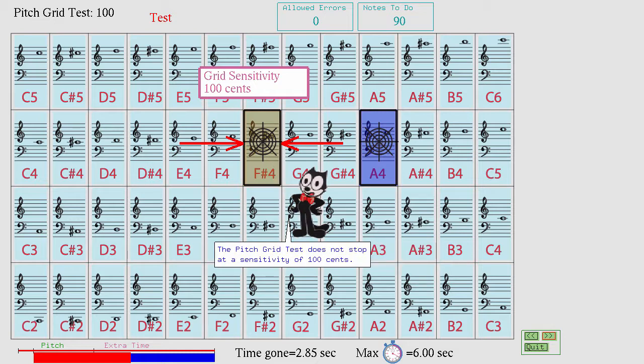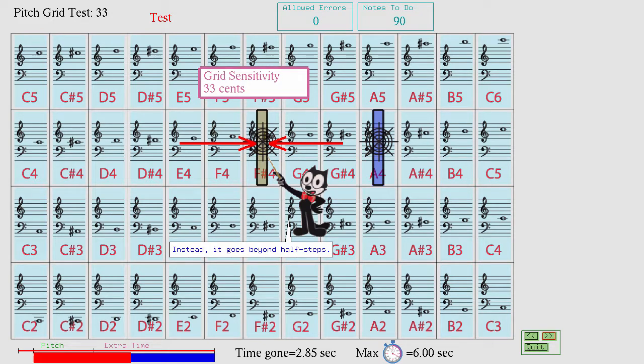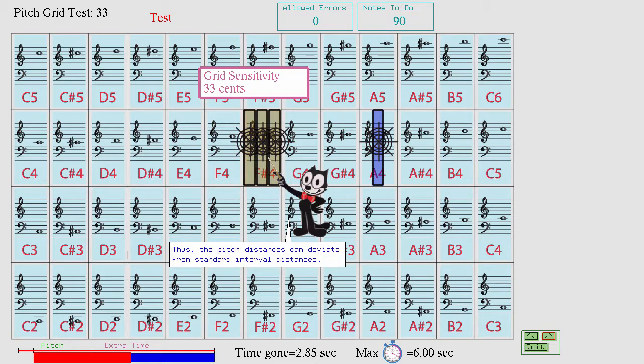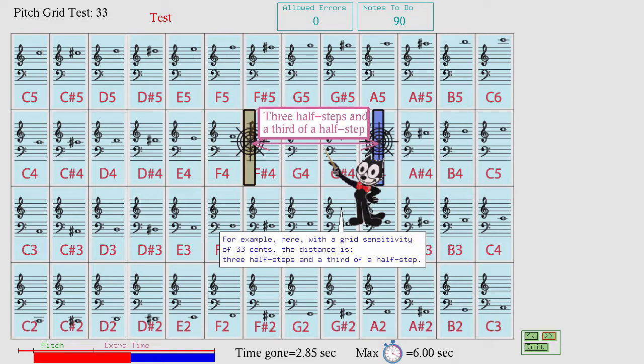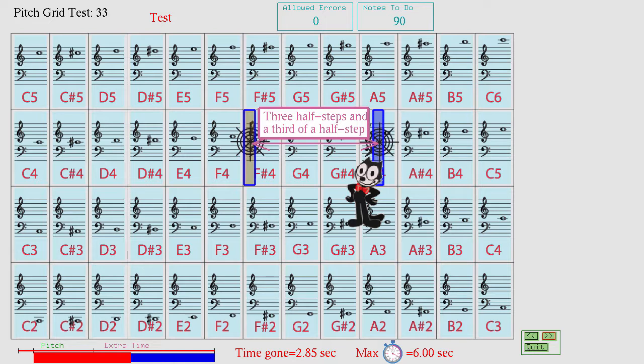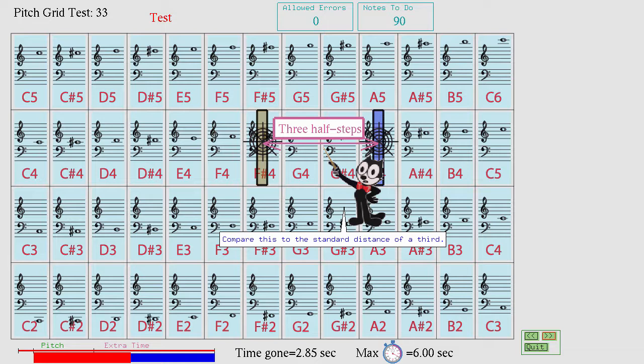The pitch grid test does not stop at a sensitivity of 100 cents. Instead, it goes beyond half steps, meaning the grid resolution gets finer. Thus, the pitch distances can deviate from standard interval distances. For example, here, with a grid sensitivity of 33 cents, the distance is 3 half steps and 1/3 of a half step. Compare this to the standard distance of 3 half steps.